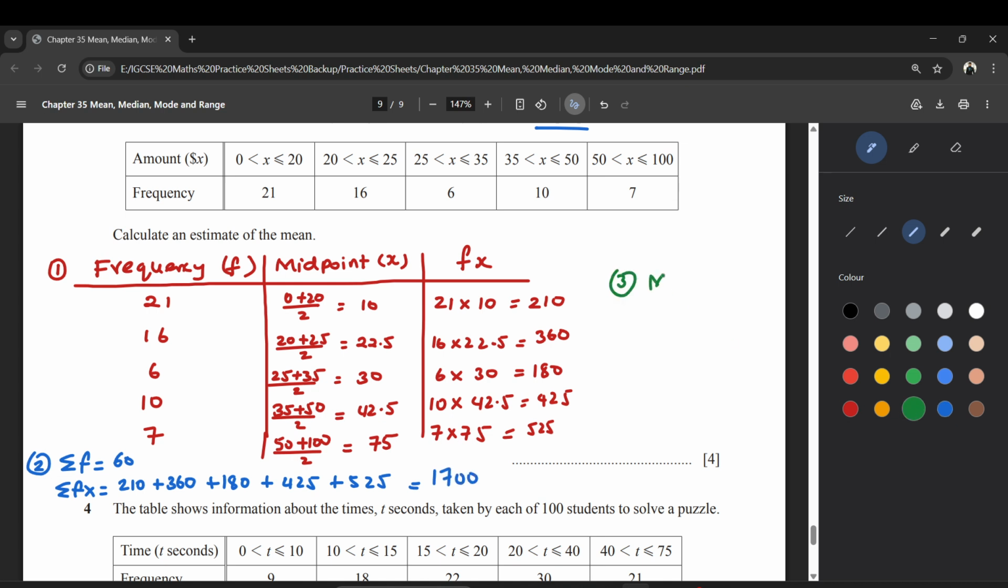Step number 3, mean is equal to sigma fx over sigma f. So sigma fx will be 1700 divided by 60, right? Zeros they cancel out. So 170 divided by 6 now. So that would be 28.3.